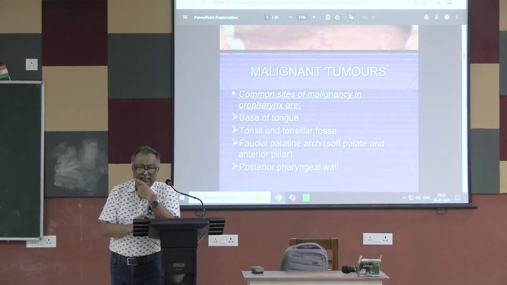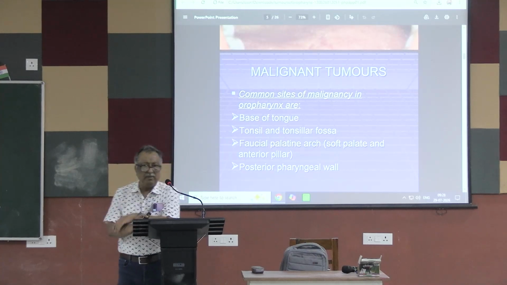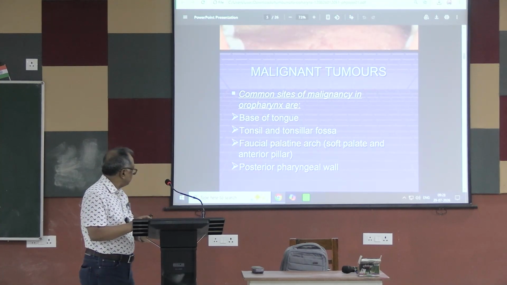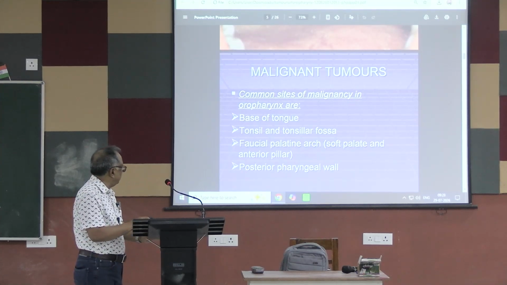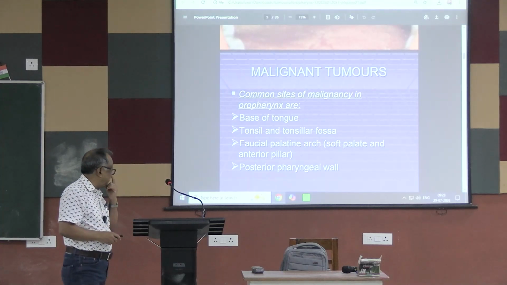My suspicion is that there is some malignancy in the base of the tongue, and that may be lymphoma. There are multiple lymph glands, which are not hard like metastatic glands. Next is the tonsil and tonsillar fossa, the faucial palatine arch, that is mostly the soft palate and posterior pharyngeal wall.